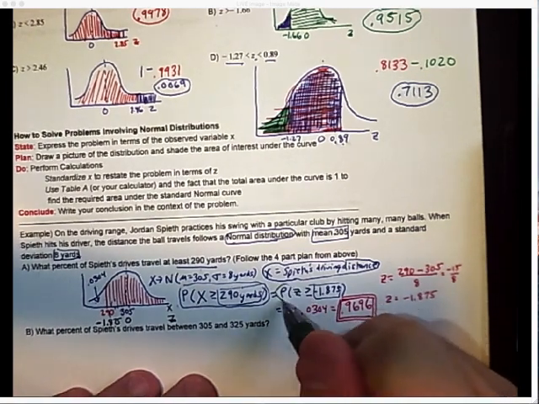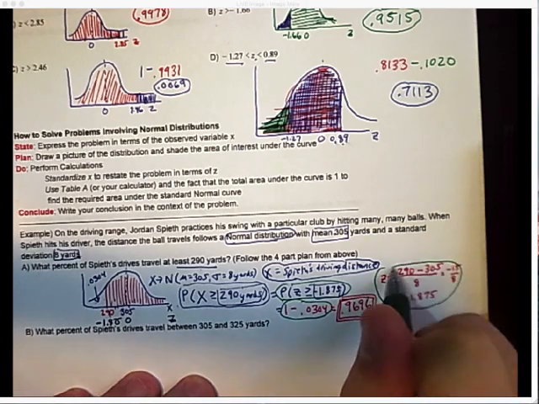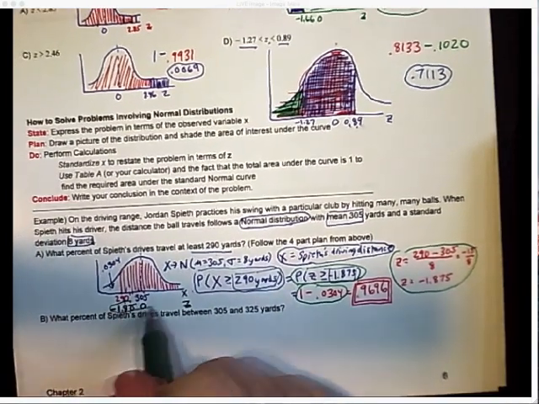So all of this stuff right here, this is actually not necessary. All of this stuff is not necessary. It's not necessary to write the z-scores.